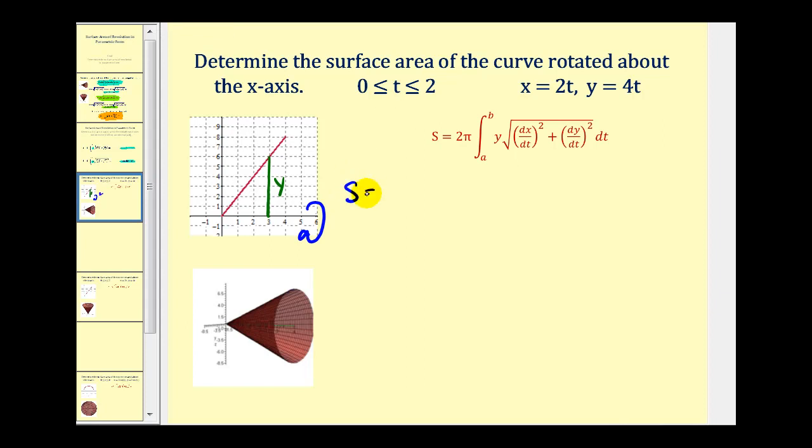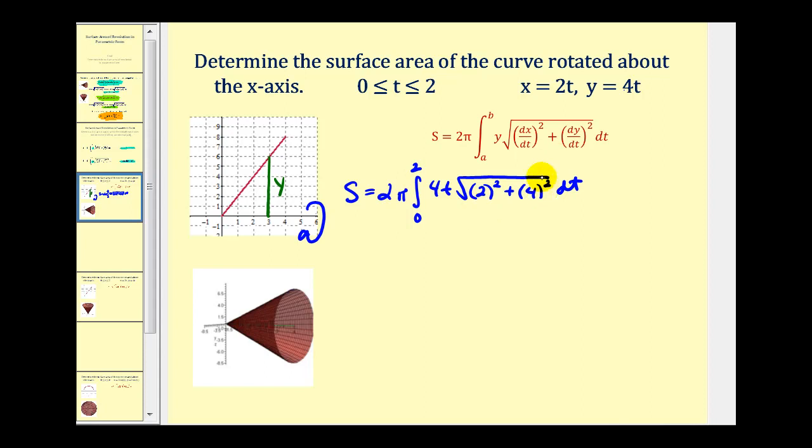The surface area will equal 2 pi times the definite integral from 0 to 2 of y, which is 4t, times the square root of (dx/dt) squared. Well, dx/dt is going to be 2, so we'll have 2 squared plus (dy/dt) squared. Well, dy/dt is 4, so we'll have 4 squared dt.